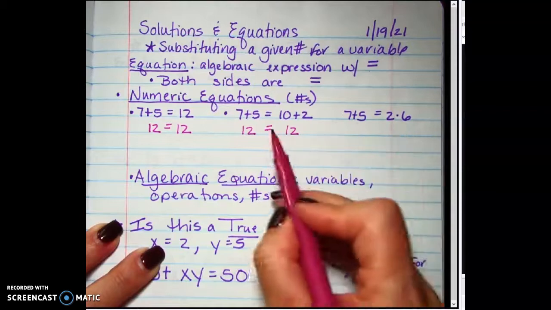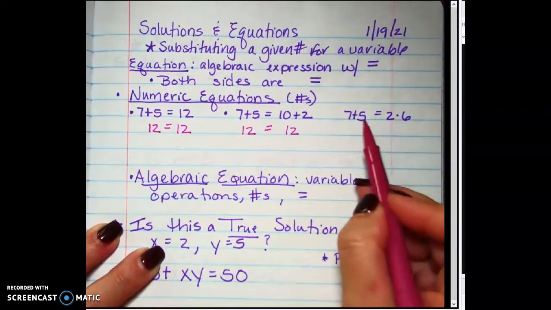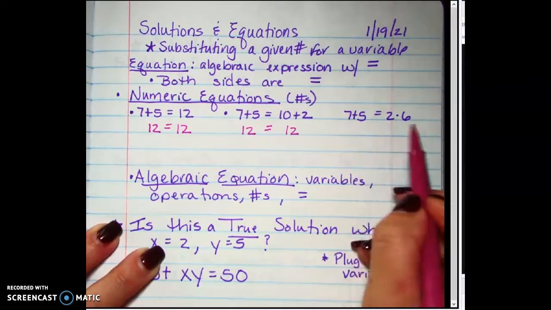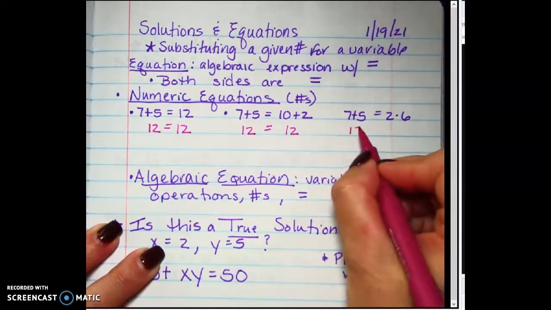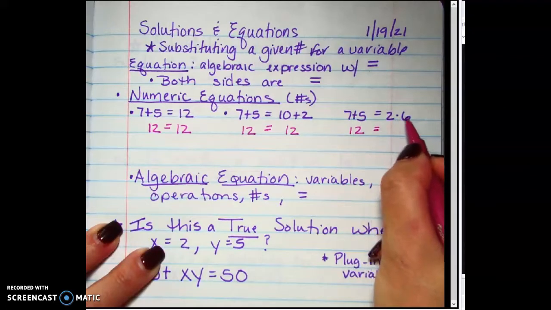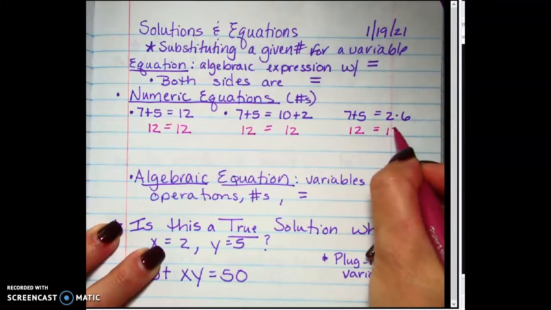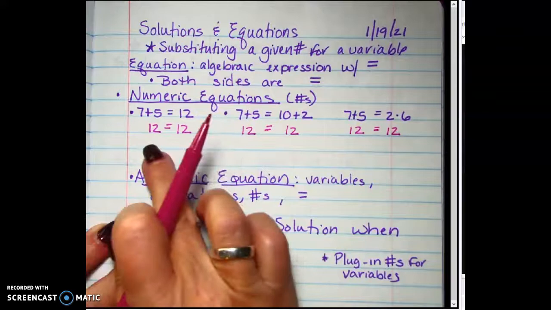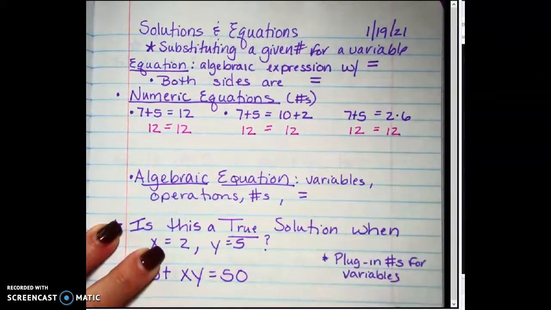Now, not only can we have different digits, we can also have different operations, as long as both sides of the equal sign equal the same number. So 7 plus 5 is 12, and 2 times 6 equals 12. So these equations are all accurate.